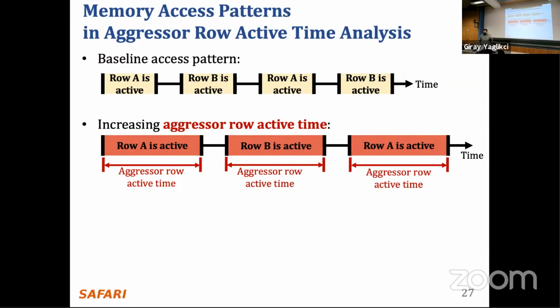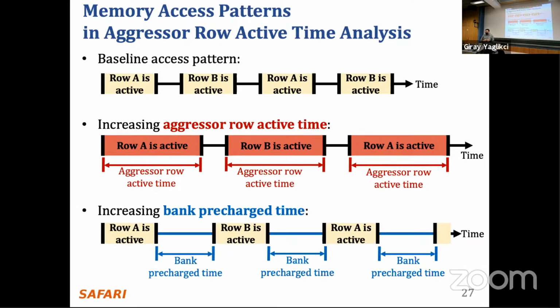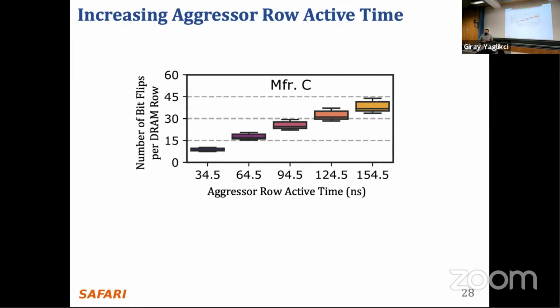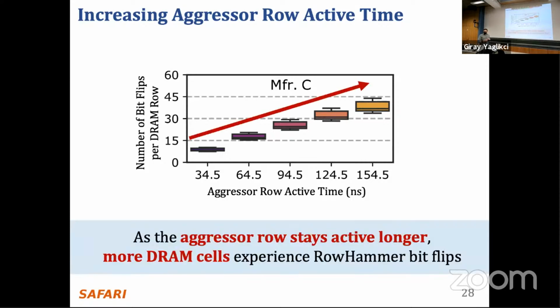This is the first set of experiments, and in the second set of experiments, we do the opposite. We keep the row's active time constant, and then we just increase the time that the row or bank is precharged. And this plot demonstrates how bit error rate varies when aggressor row active time increases. We observe that as the aggressor row stays active longer, more DRAM cells experience RowHammer bit flips.